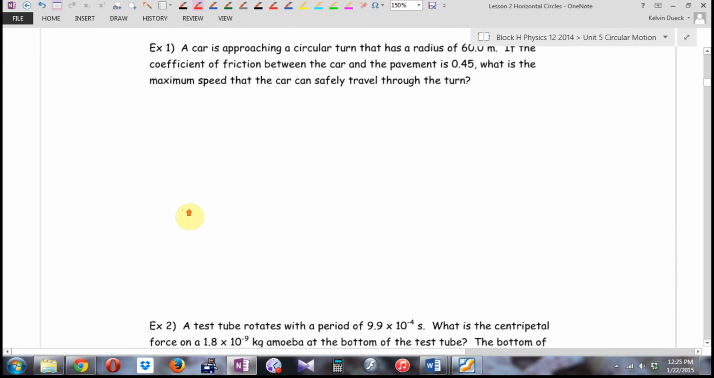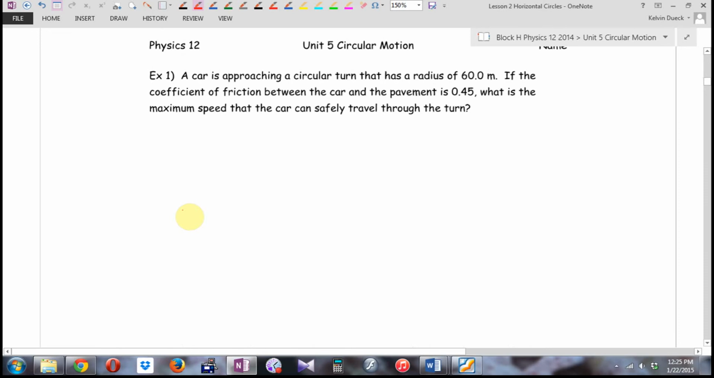So, questions that you can handle. Stuff we can already solve. A car is approaching a circular turn that has a radius of 60 meters. If the coefficient of friction between the car and the pavement is 0.45, what is the maximum speed that the car can safely travel through one turn?